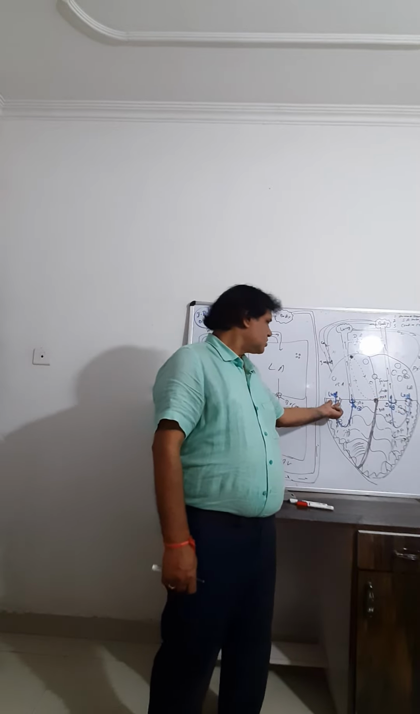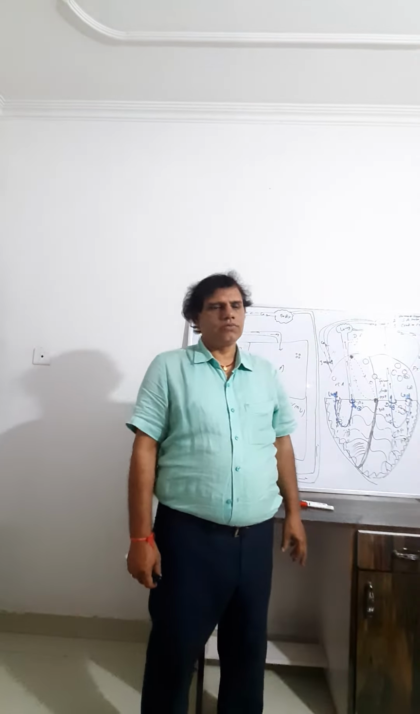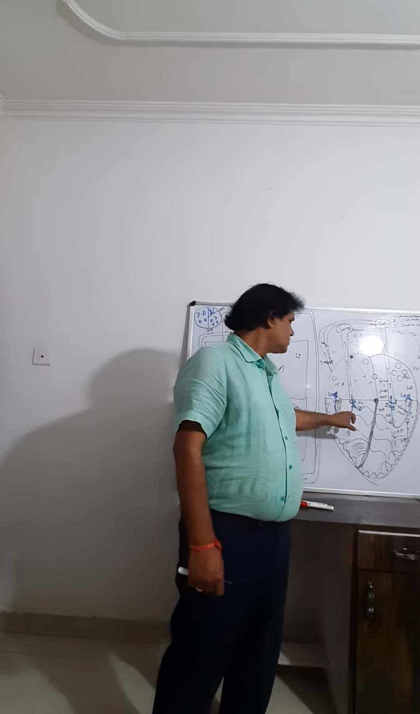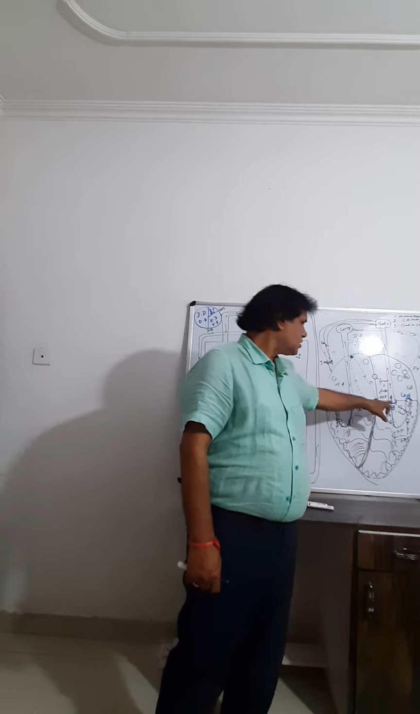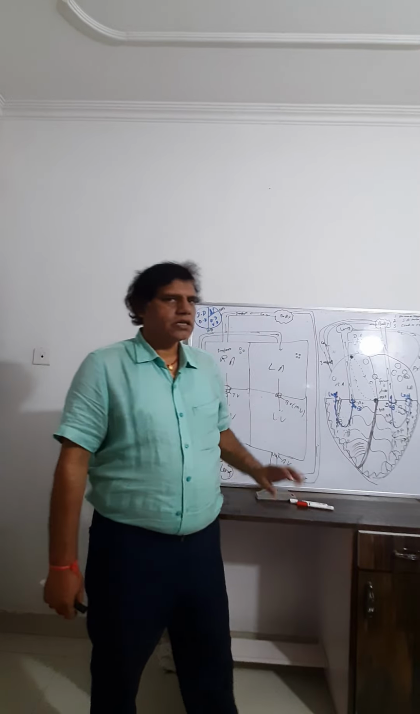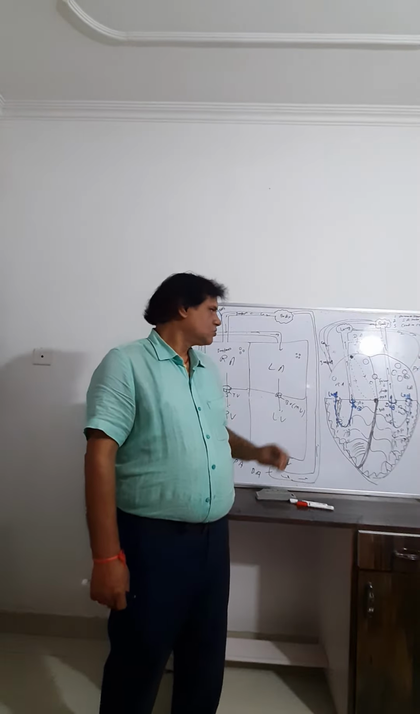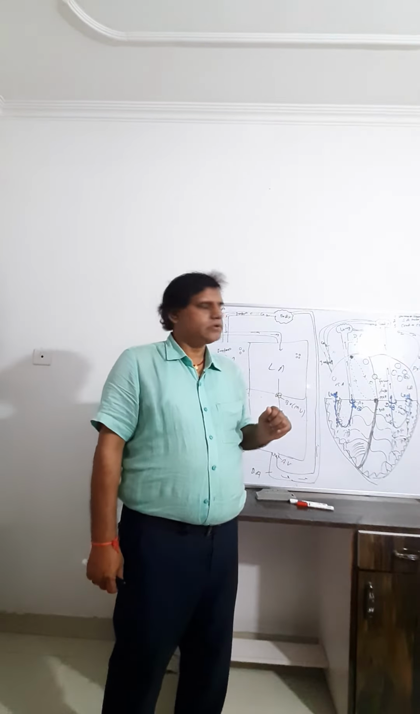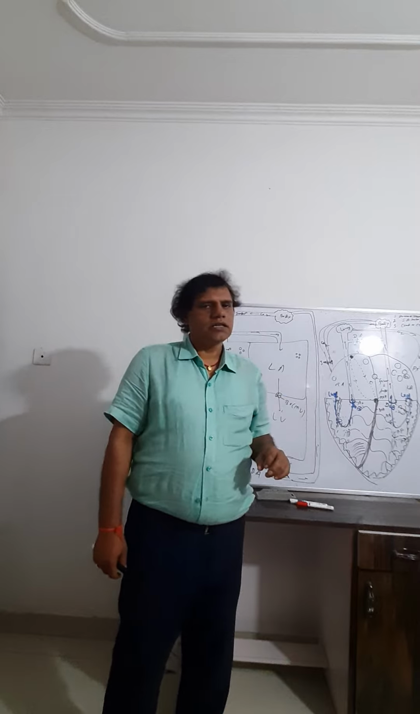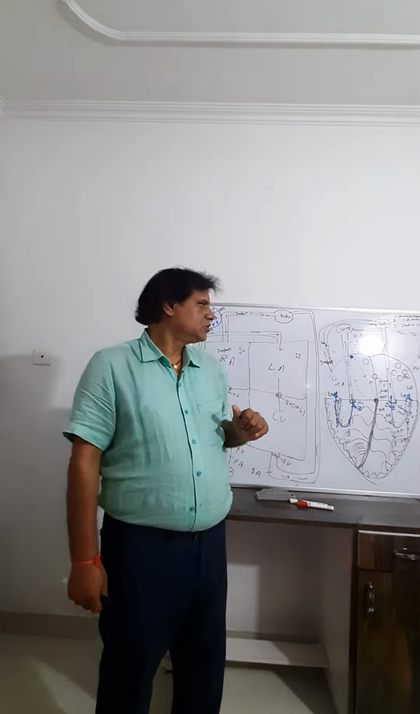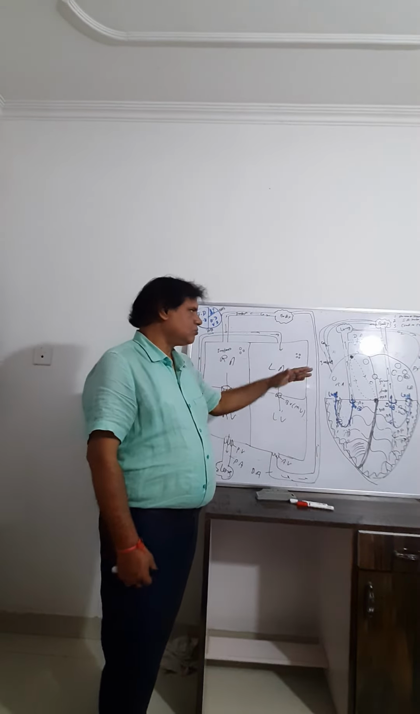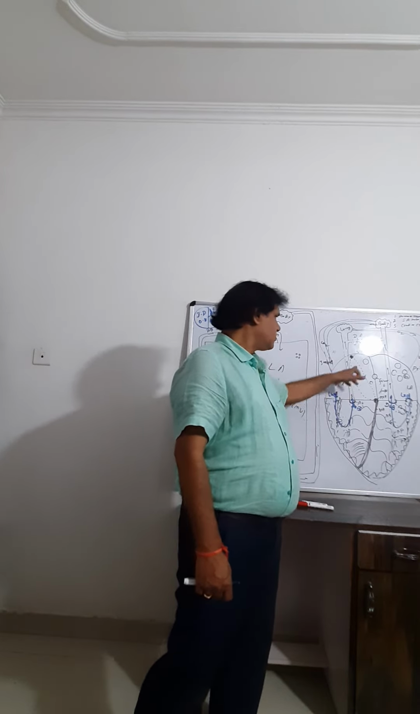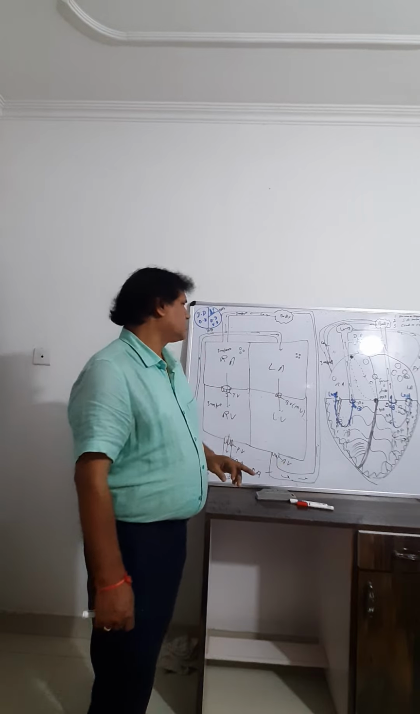So there is a tricuspid valve and a bicuspid valve, and the semilunar valves are also present, the pulmonary valve and aortic valve, collectively called semilunar valves. The tricuspid and bicuspid valves are called AV valves. So there are four valves in total, and the Eustachian and Thebesian valves are also present in the right auricle.